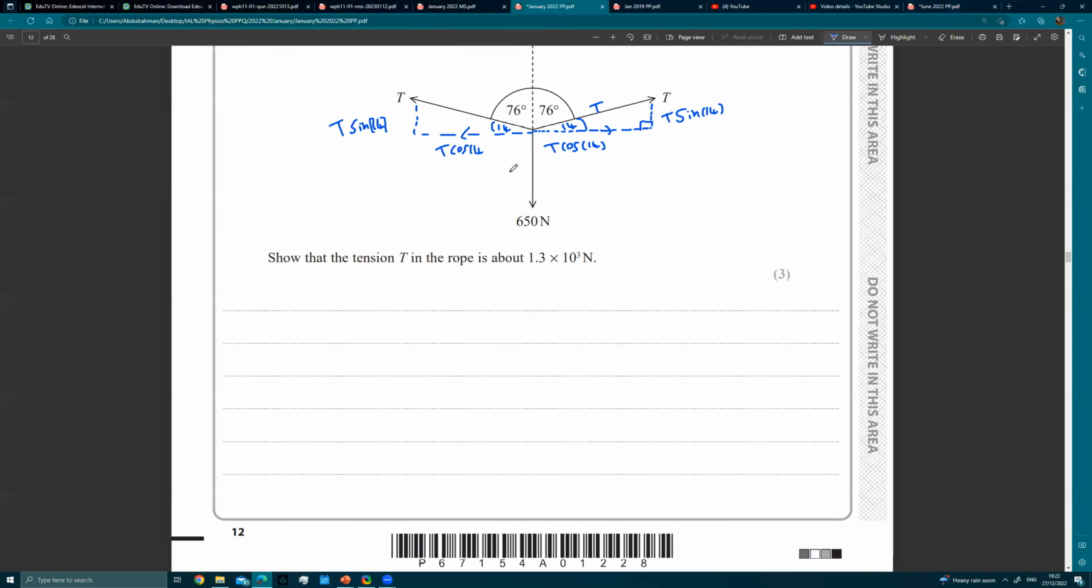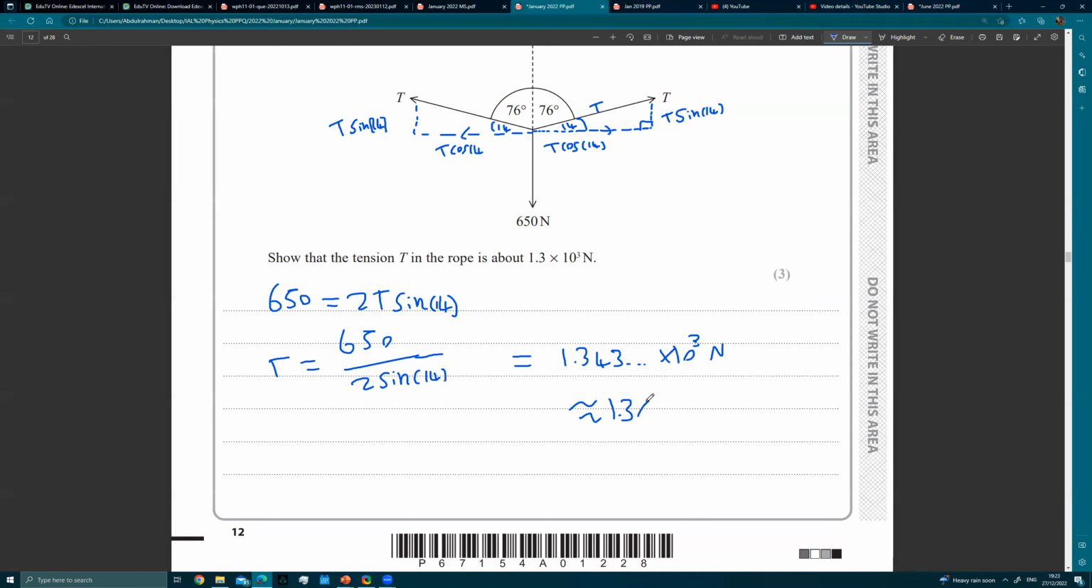So the forces vertically have to balance. So 650 is the forces down, and that's equal to the forces up, which is 2 times T sine 14. Rearrange. So T is equal to 650 over 2 sine 14. What did you get, Hamad? I got 1.343408 times 10 to the power of 3 newtons, which is around 1.3 times 10 to the power of 3 newtons if you round to 2 significant figures. Excellent.